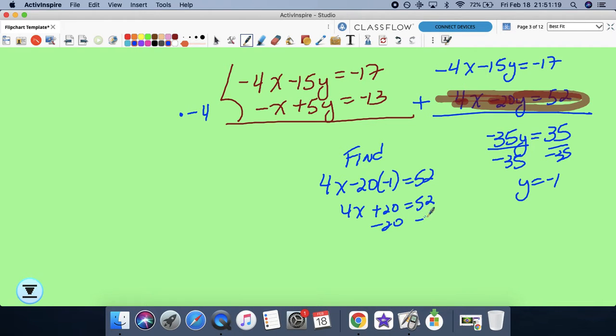Minus 20 on both sides, and then that goes away. I get 4x equals 32. Divide by 4, divide by 4, x equals 8. So our point of intersection is 8, comma, negative 1.